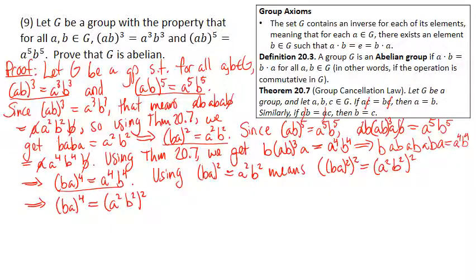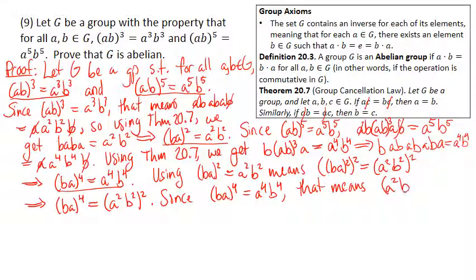And we already knew that (BA)^4 also equals A^4 B^4. So that means that (A^2 B^2)^2 equals A^4 B^4.